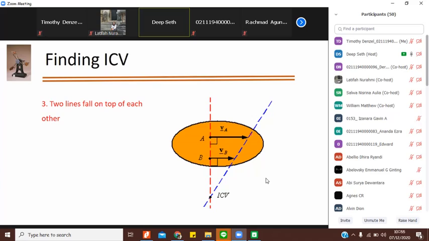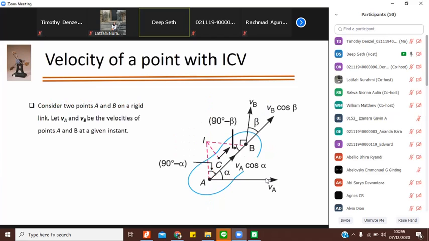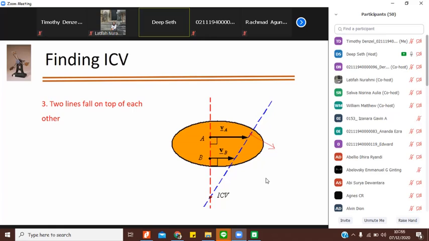Simply, you just have to consider any other point with some direction, plot it, and wherever it is meeting in this axis, you will get the ICV. Okay, so this is how you can find where the instantaneous center of velocity is, right? I will give you a few examples.